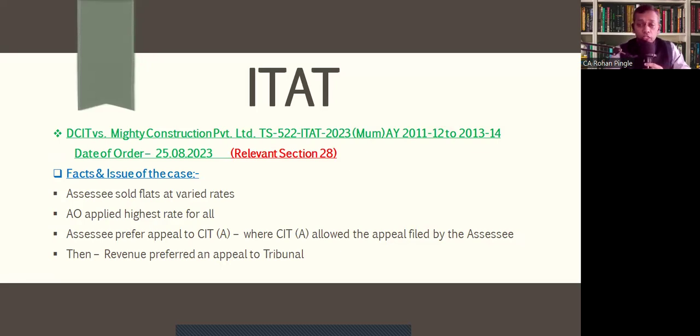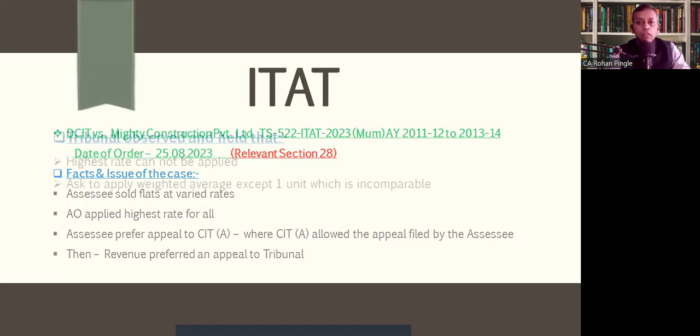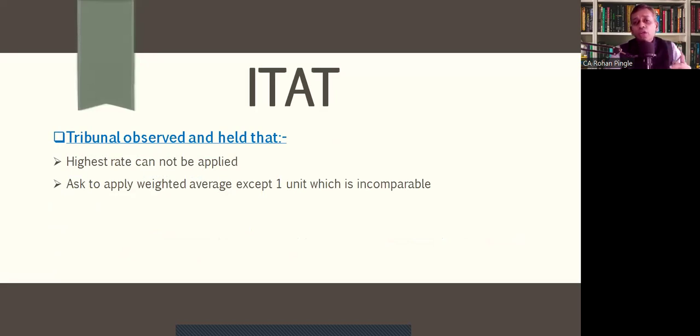Assessee preferred appeal to CIT appeals, where CIT appeals allowed the appeal filed by the assessee. Then revenue preferred an appeal to tribunal. Tribunal observed and held that highest rate cannot be applied. Listen carefully, highest rate cannot be applied. Asked to apply weighted average except one unit which is incomparable. So tribunal also held in the favor of assessee.